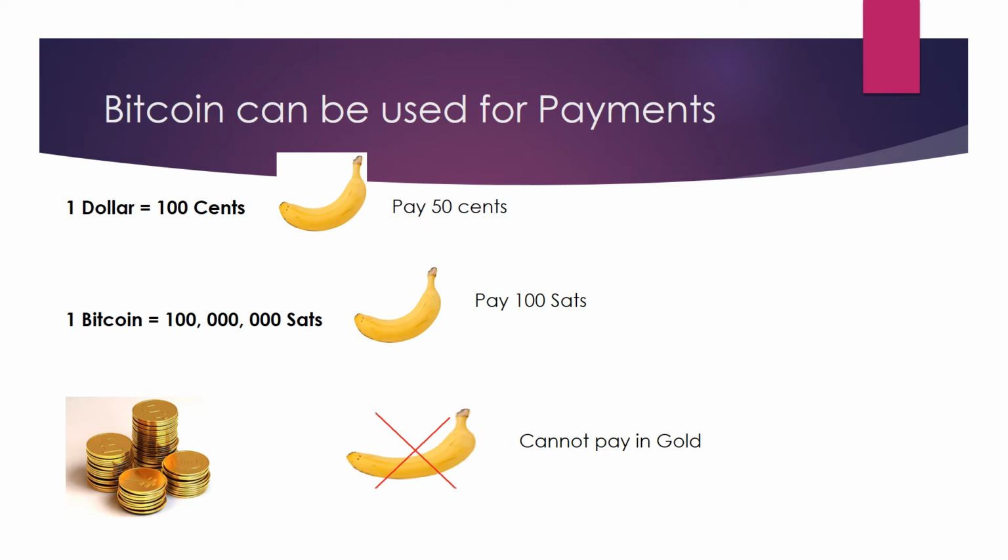You can buy a banana with Bitcoin by paying 100 sats, just like you pay with dollars or your own currency. You cannot use gold for regular transactions. It is very hard to transact in gold. So these are some of the advantages of Bitcoin. Bitcoin can be used like currency.